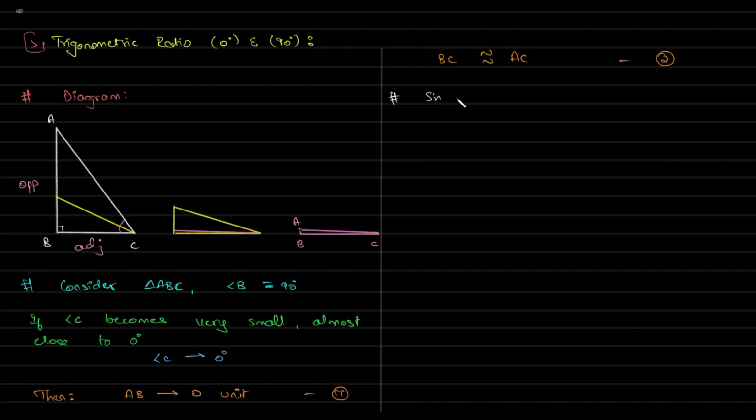Then we have sine of 0, which is equal to sine of C. So we're looking at sine of angle C becoming 0, right? So with respect to C, opposite is AB by hypotenuse is AC. Because AB is equal to 0, 0 by anything is 0. This is from equation 1. And next we have cos 0. Cos 0 is cos of C. Cos C is adjacent BC by hypotenuse AC. Since they are almost equal, it will be equal to 1. This is from equation 2.